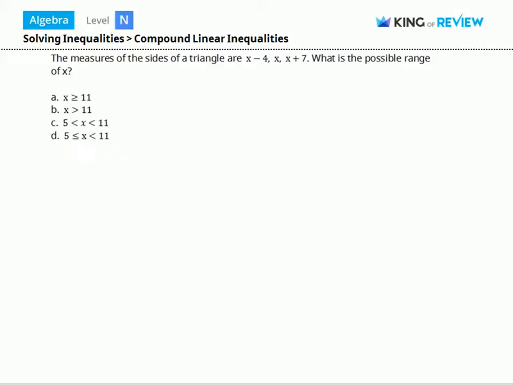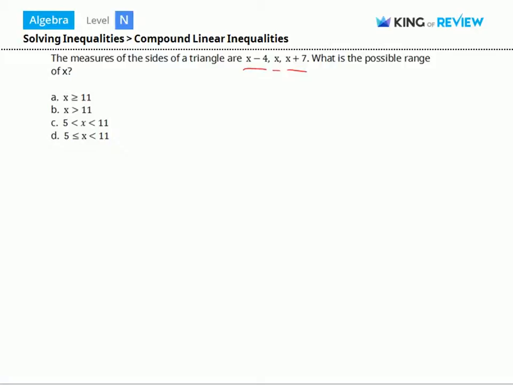The measures of the sides of a triangle are x minus 4, x, and x plus 7. What is the possible range of x? So we have a triangle, and it has three sides, and the lengths of these sides are x minus 4, x, and x plus 7.